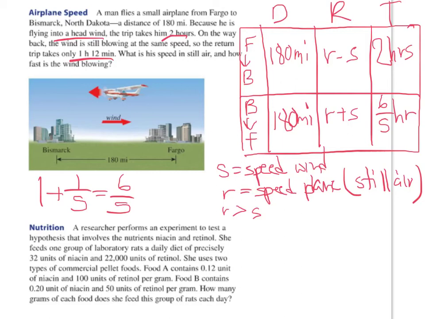Well, now it's pretty much set up, and I'm going to let you finish the solving of this. We know that distance is equal to rate times time, and so we have two equations that we can write. The first equation is that 180 equals (R minus S) times 2, and the second equation is 180 equals (R plus S) times 6/5. So, you can solve that system of equations quite simply.